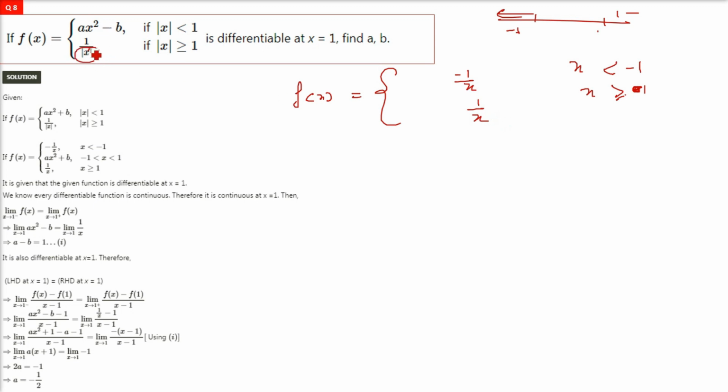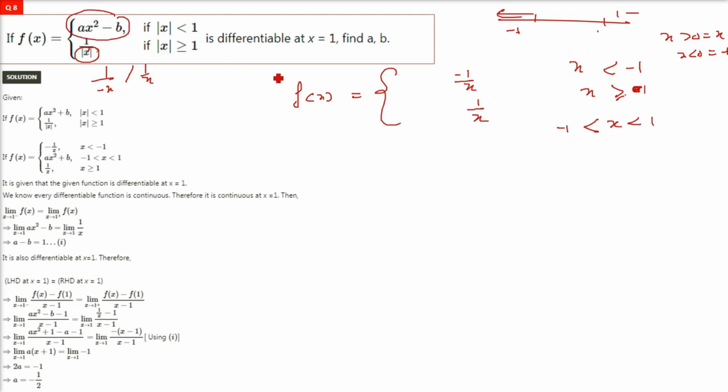Why? You have a mod x here. Mod x is simply x when x is greater than 0, and when x is less than 0, it is going to be minus x. How about 1 by mod x? It will be 1 by minus x and 1 by x. And in which range are we talking about? We are talking about mod x less than minus 1, it is going to be minus 1 by x. And when x is greater than or equal to 1, it is going to be 1 by x. I hope you got the idea. You have to understand both mods very well so that you know how we have achieved this answer.